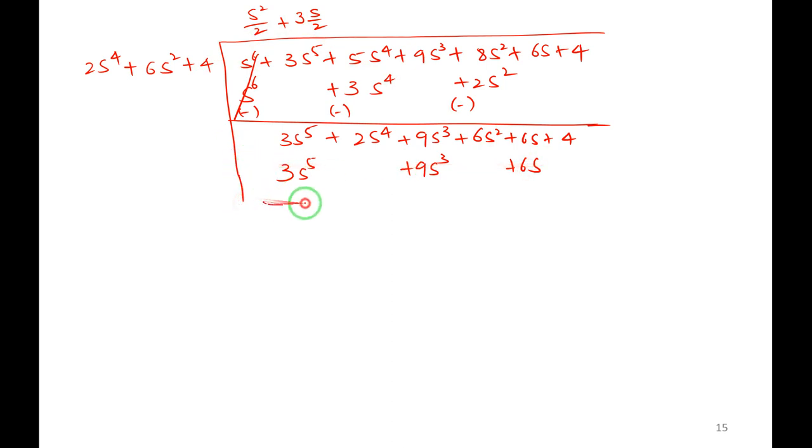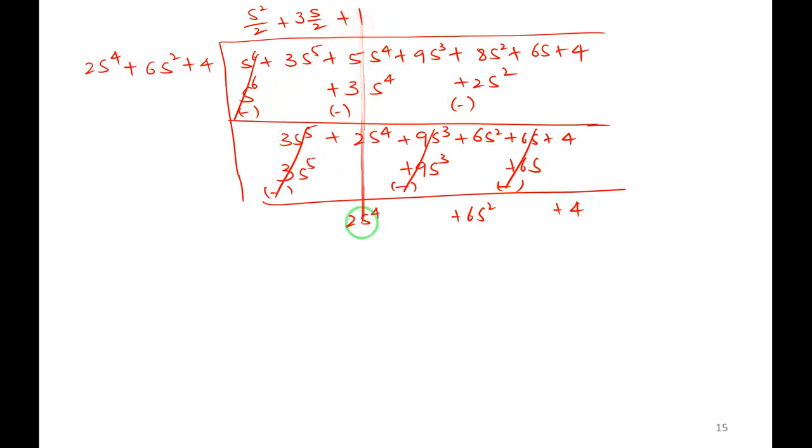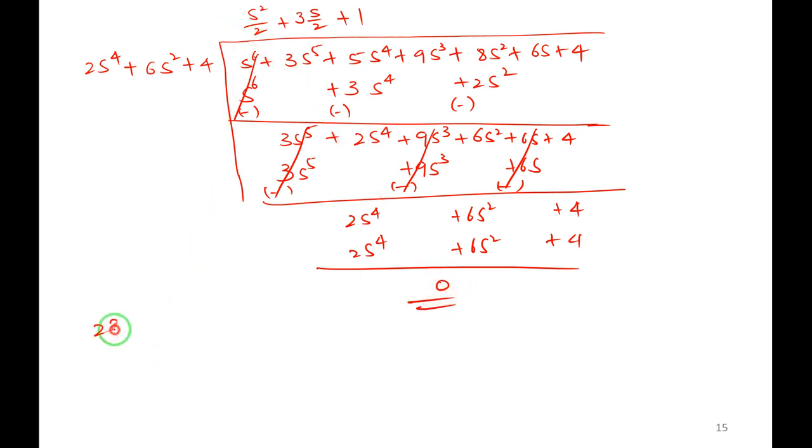I hope you are getting what I am doing, right? So this is minus, this is minus, this is minus. They will vanish. So I am getting 2s power 4 plus 6s square plus 4. So same it is. So plus 1. Multiply it, right? 2s power 4 plus 6s square plus 4. So this will be 0, right? So 0, I got it. So the factors are 2s power 4 plus 6s square plus 4 into another set of roots, s square by 2 plus 3s by 2 plus 1 equal to 0, right?